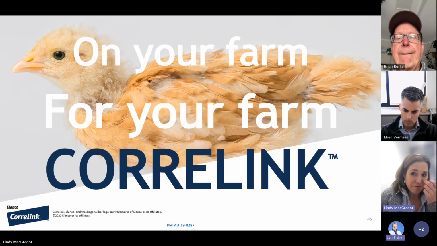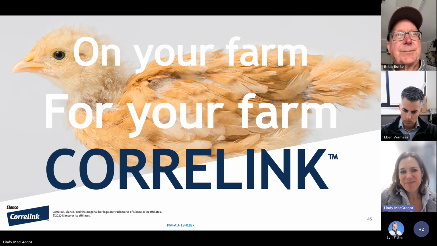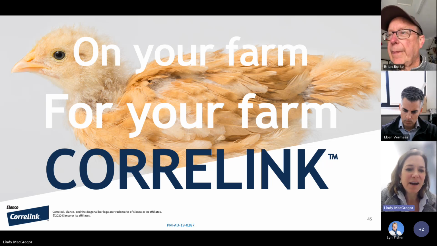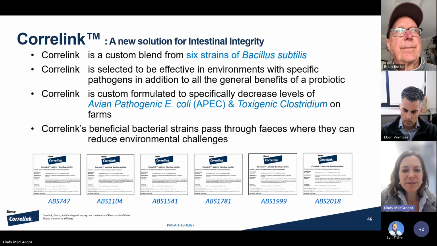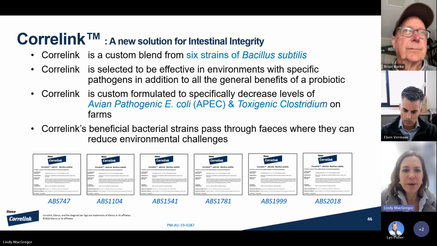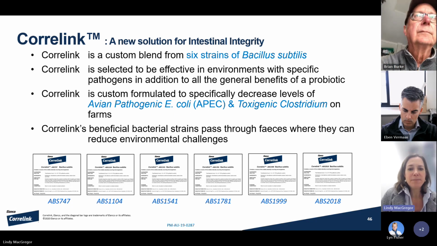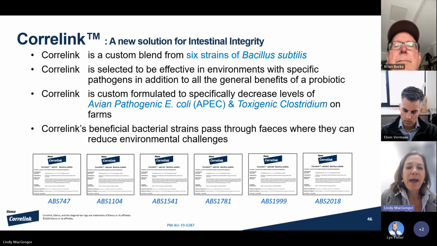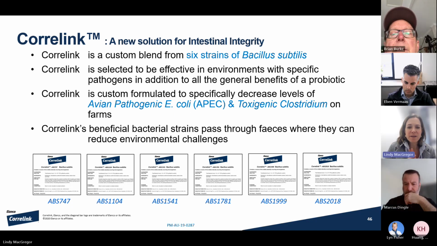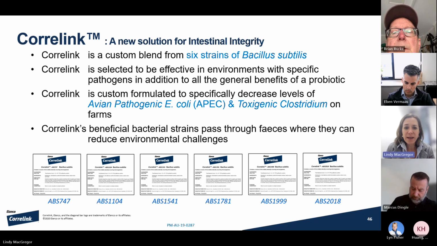Okay, so that was a very brief background. We'll now go into Correlink and how the sampling part works. Here you can see the 6 strains lined up at the bottom. So really it's a custom blend out of 6 potential strains. And the key for Correlink is that we are focusing on 2 disease conditions. We're focusing on avian pathogenic E. coli and toxigenic Clostridium perfringens in the gut.